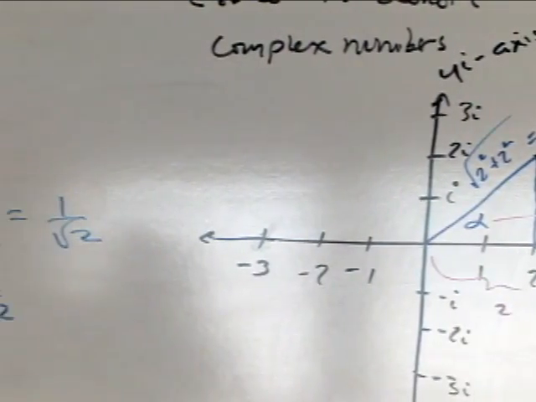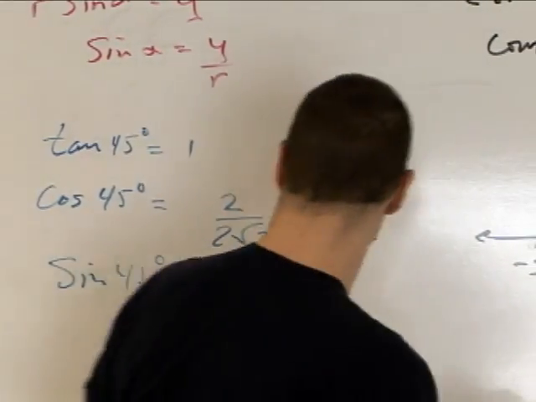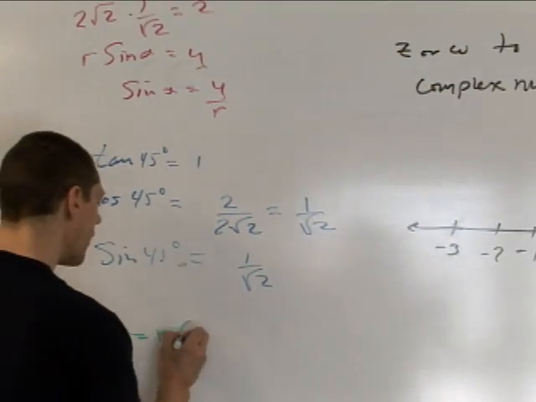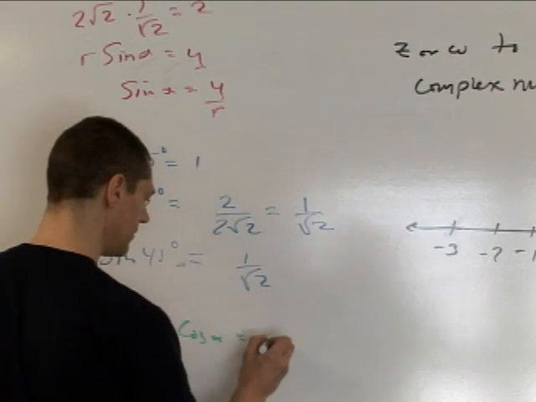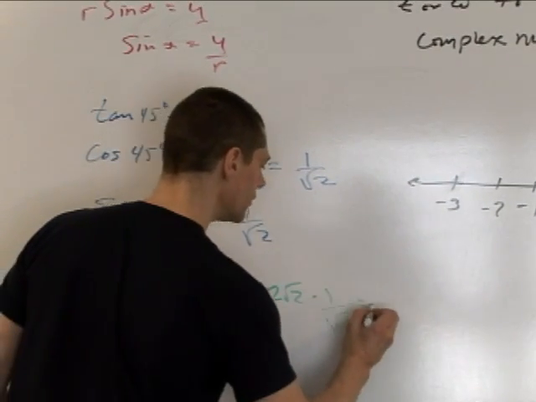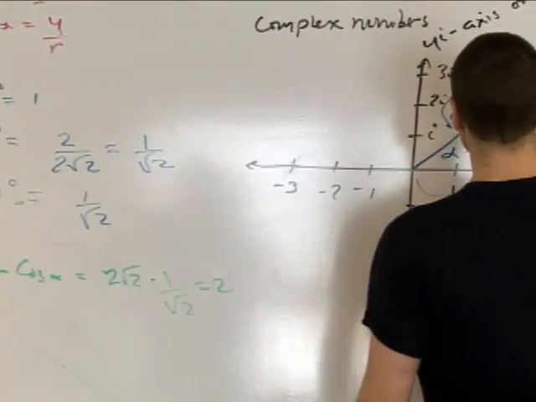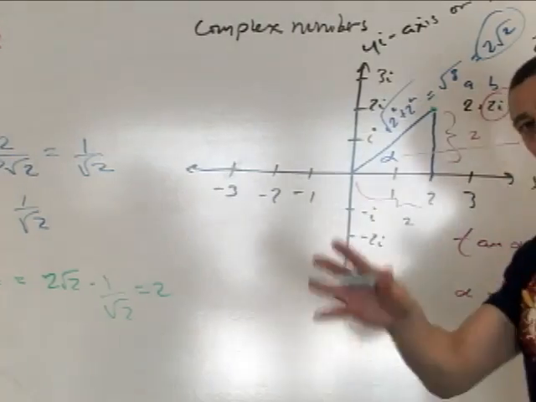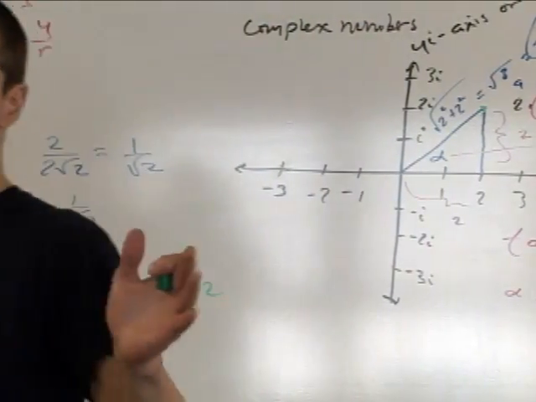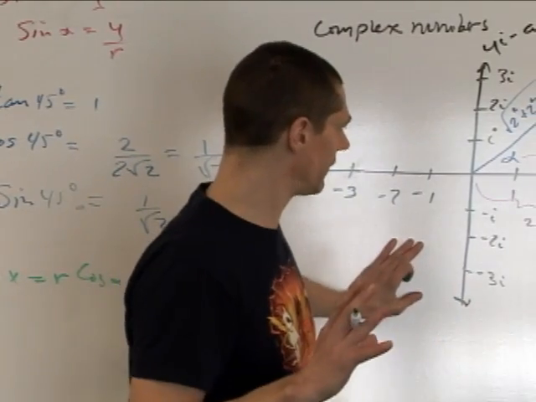With an absolutely similar argument, we can see that the x component of this is going to equal r cosine alpha, which is going to be 2 times the square root of 2 times 1 over the square root of 2, which is 2. These are called vectors. Vectors have a point in a direction, and they give a distance or a magnitude. And this is where we're going to start working into vectors right here.